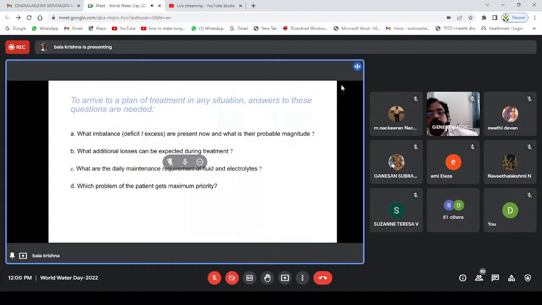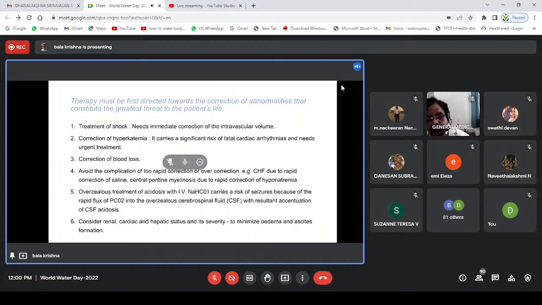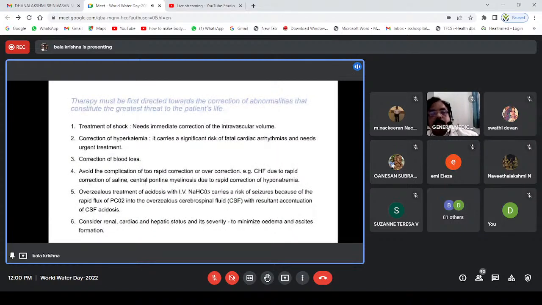The problem that poses the greatest threat gets maximum priority. If we correct the dehydration of the patient but don't treat a condition of urgent necessity, there are some conditions which constitute a maximum threat to a patient's life, such as in the treatment of shock, where there needs to be urgent correction of intravascular volume.